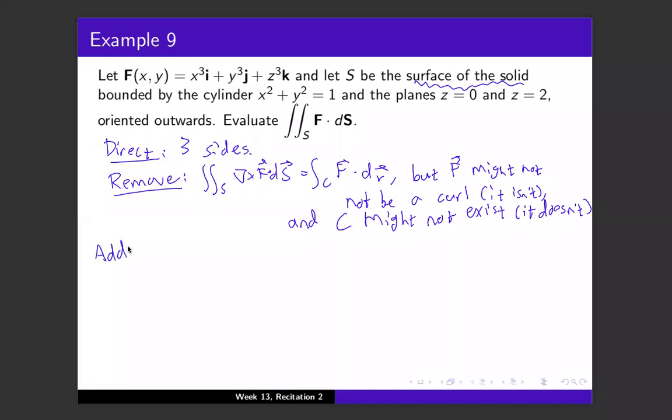So the only option we have left as far as strategies is to use the divergence theorem.